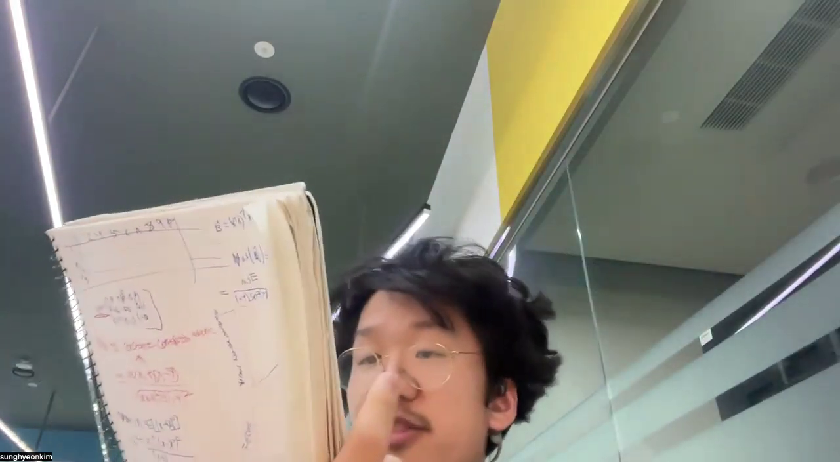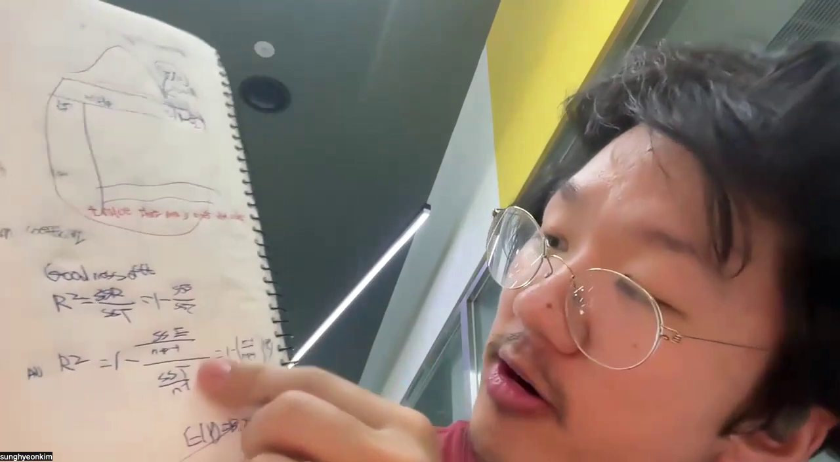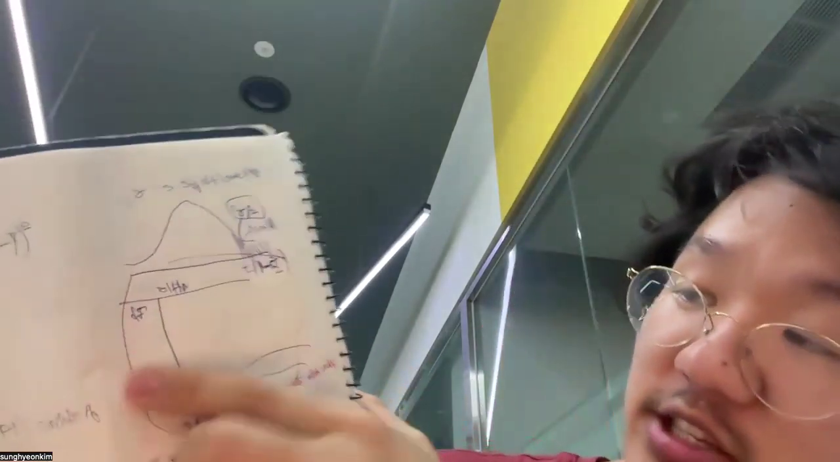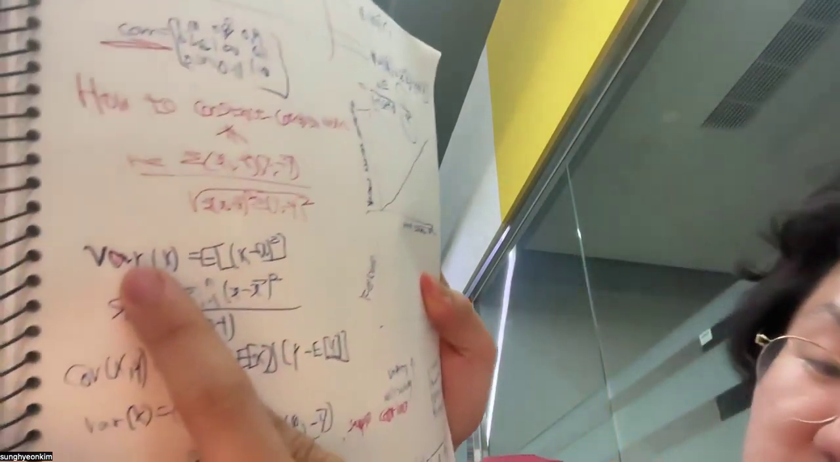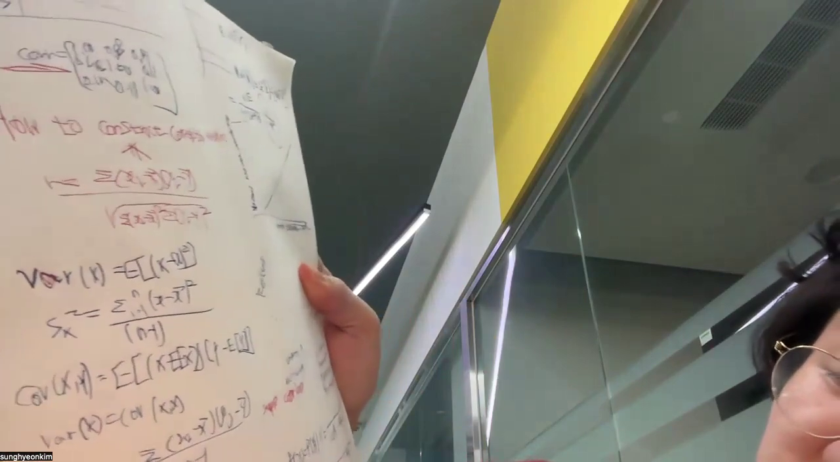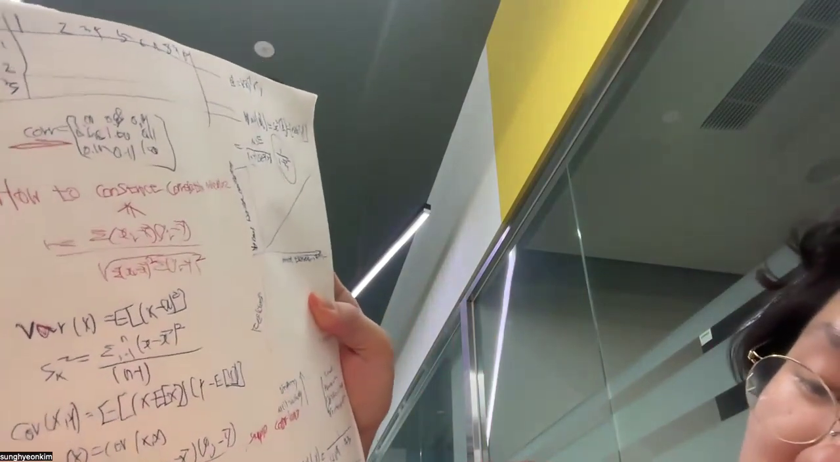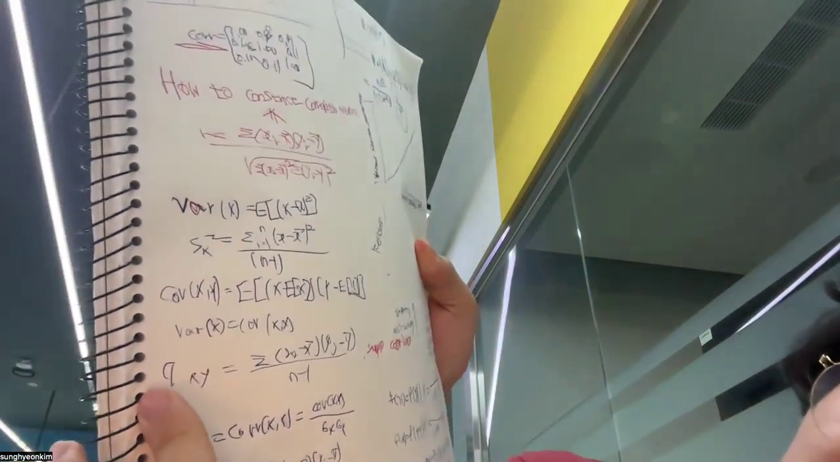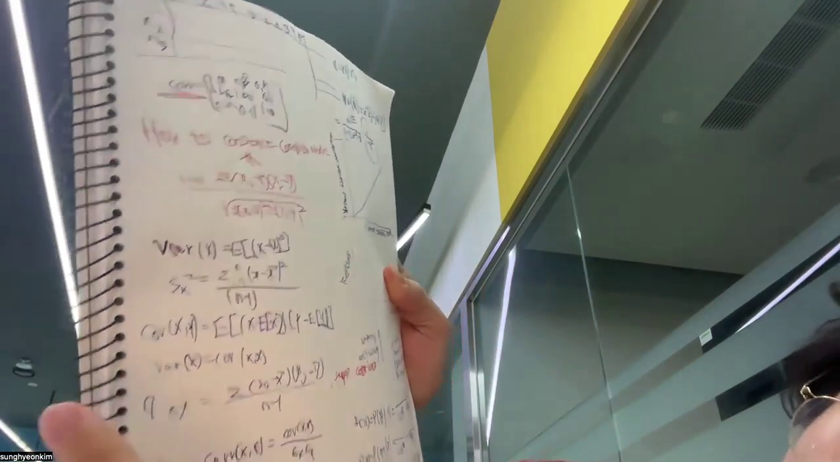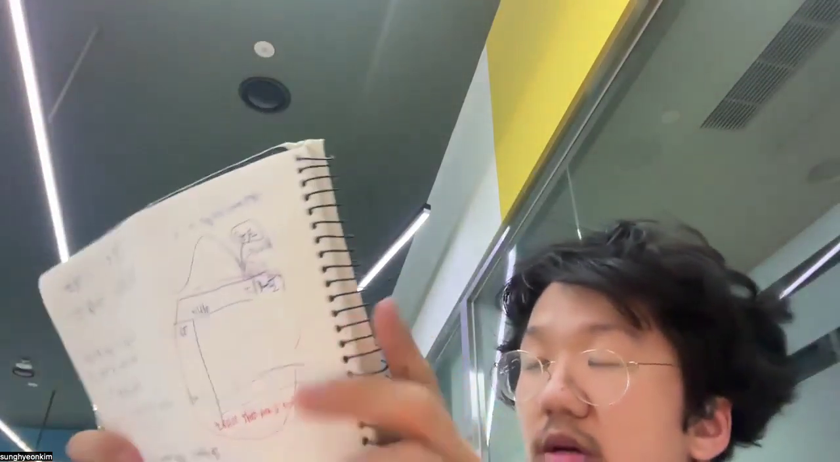Okay, if I look at my notes, this is R square. This is the T distribution table. You should look at it. And this is how you calculate variance and covariance. For variance, there is sample variance, which has a different formula, and also sample correlation and correlation have different formulas. You should remember them.